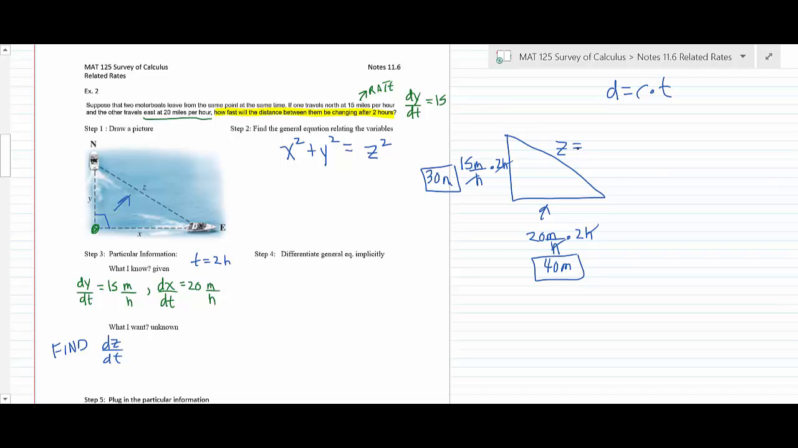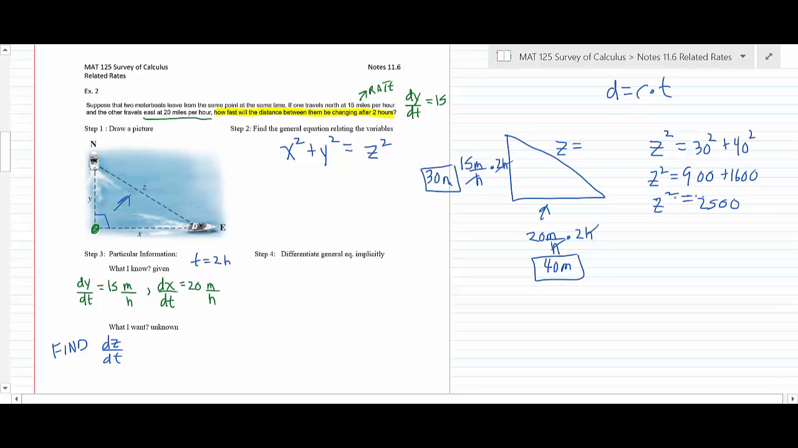See, the 2 hours is going to tell you how much those distances are. Does that make sense? Rate times time. Okay, we'd have to do Pythagorean theorem. So you'd have z squared equals 30 squared plus 40 squared. So that is z squared equals 900 plus 1600. So that's z squared equals 2500. And then you could do square root of both sides, and I think that'll give you 50. So 50 miles.